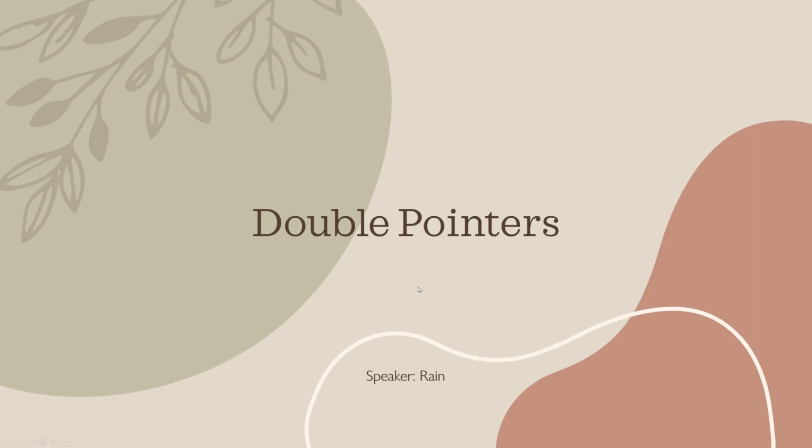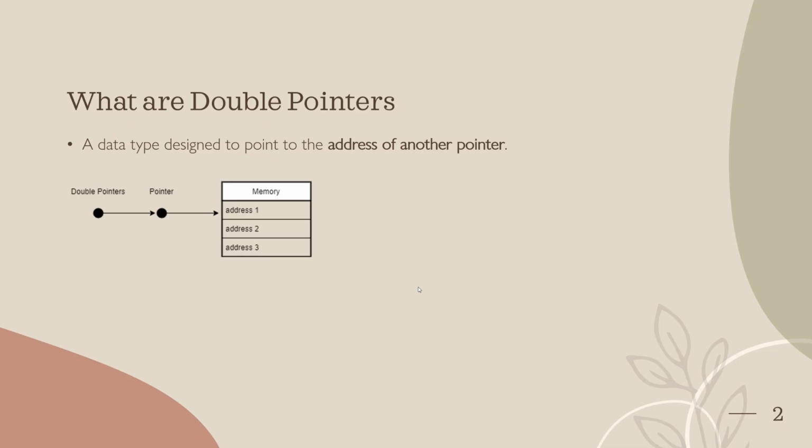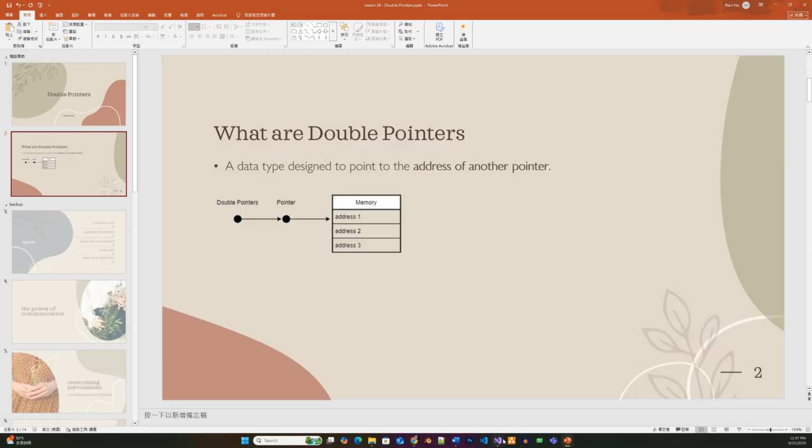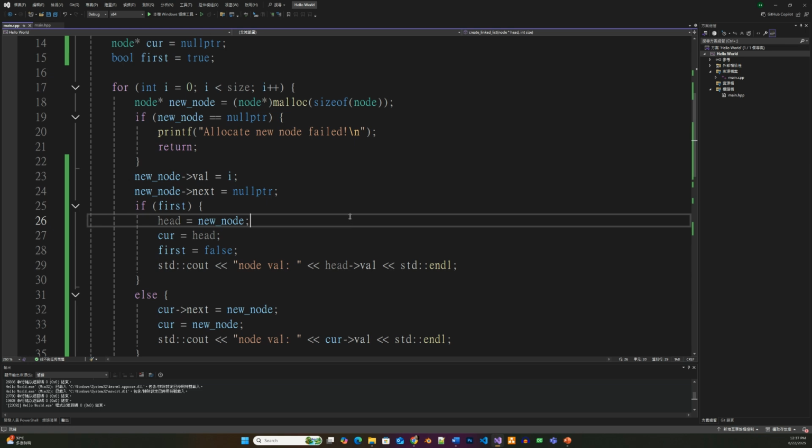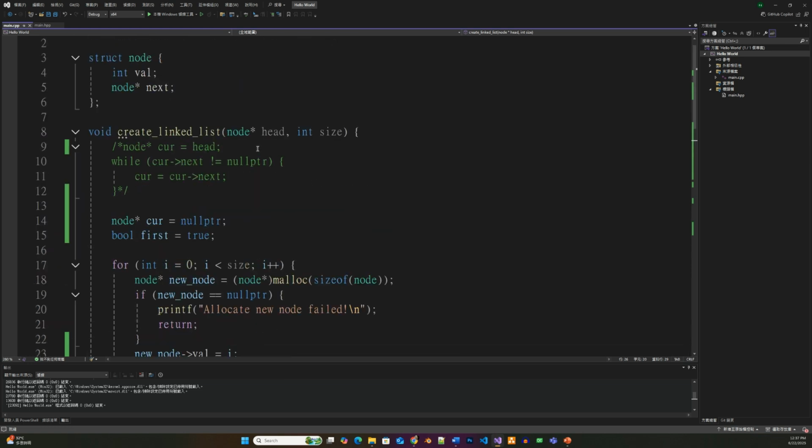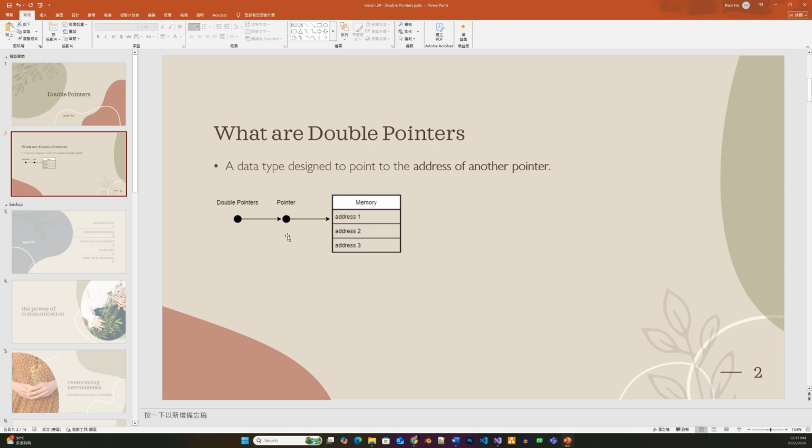This is exactly the core topic of this video, the double pointers. So what are double pointers? They are a data type designed to point to the address of another pointer. Sounds a bit tricky? Let's break it down using our code. Right now our function takes in a single pointer, but this pointer is not the same as the head pointer in the main function. It is actually a copy of the head pointer. It means we have another pointer and it points to the same memory address.